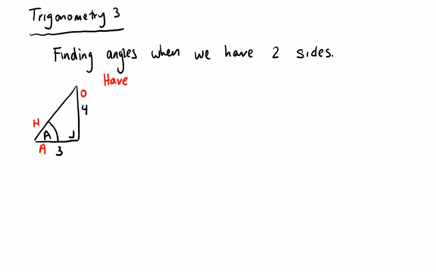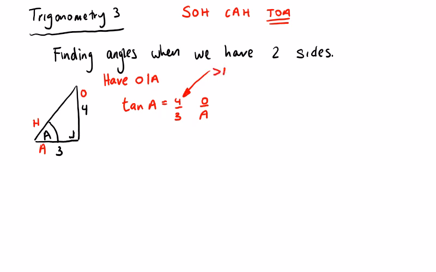So write down what we have. We have O and A. And if you're consistent, you'll write SOHCAHTOA at the top of the page, and this will tell you which ratio to use. O and A has to be tan. So we can say that the tan of A is equal to O over A off to the side, which is 4 over 3. Tan is the only ratio that can have a value greater than 1. This is greater than 1.